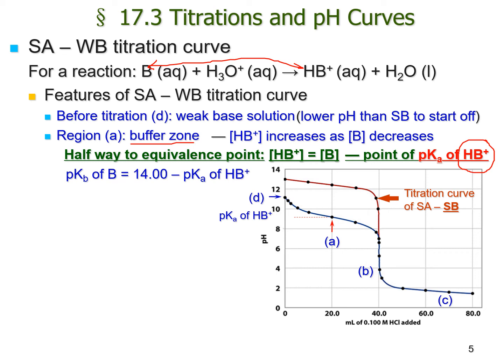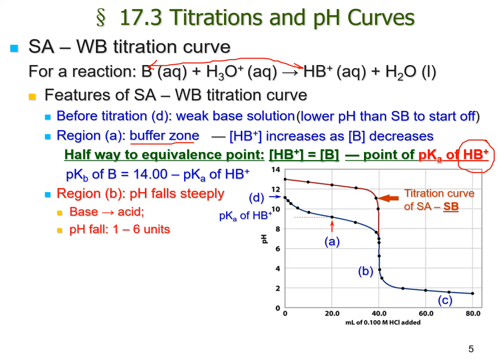So how are we going to get a pKb from the pKa of the conjugate acid? Remember, pKa plus pKb for a pair of conjugates is equal to pKw, which is 14.00. So pKb of the base is equal to 14 minus pKa of its conjugate acid. So we cannot get a pKb directly from titration. We have to get the pKa of the conjugate acid of such a base. Then we can get a pKb out of it by subtracting the pKa from 14.